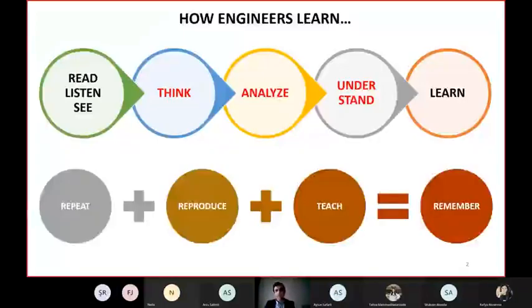Again, the same thing, how we learn, I have to repeat it each time so that everyone can use it. Instead of memorizing, engineers think, analyze, and understand what they are reading, listening, or seeing, and this way they can learn. And after learning, it is always important to repeat and reproduce. Repeating can be going over your notes, reproducing can be doing tasks, assignments, homework, or teaching others. Teaching or sharing your knowledge with others is always the best way of remembering.